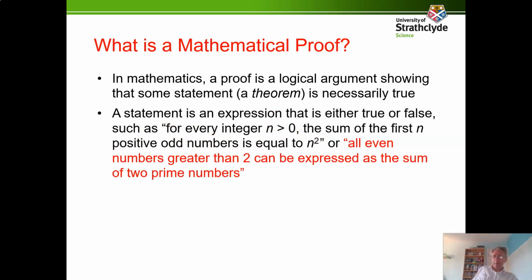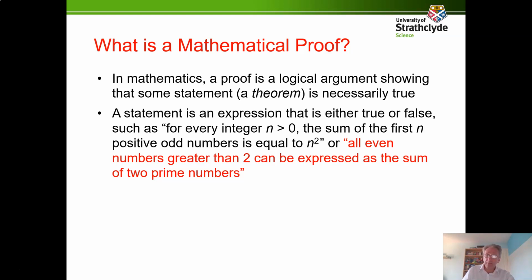Here's another statement. All even numbers greater than 2 can be expressed as the sum of two prime numbers. Again, we're going to have to do some definitions. So an even number is an integer that divides exactly by 2. So for example, 42 is an even number because if you divide it by 2, you get 21, and that's a whole number.